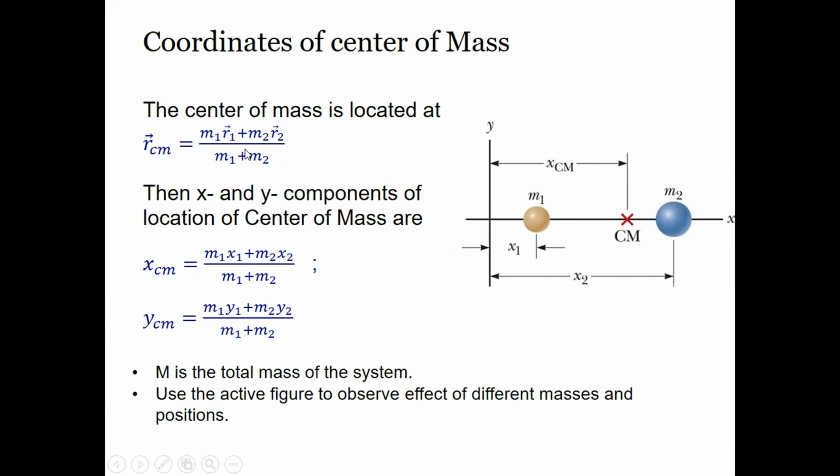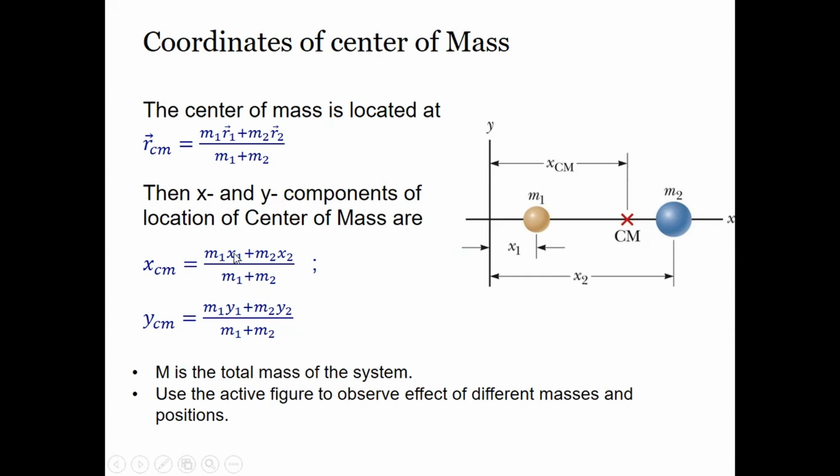If we convert this into the x and y components, the center of mass location can be further elaborated as x_CM equal to m1 x1 plus m2 x2 divided by m1 plus m2. And the y_CM is given by m1 y1 plus m2 y2 divided by m1 plus m2.